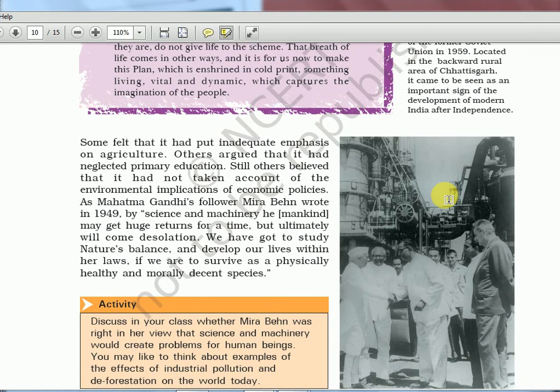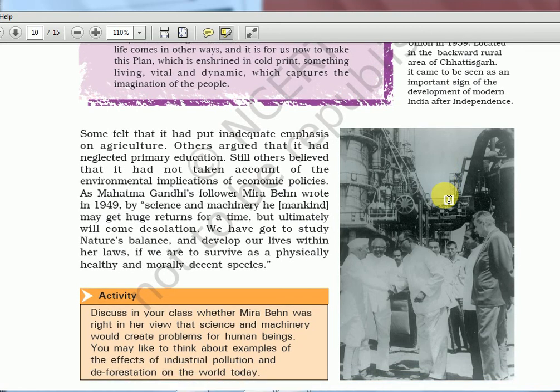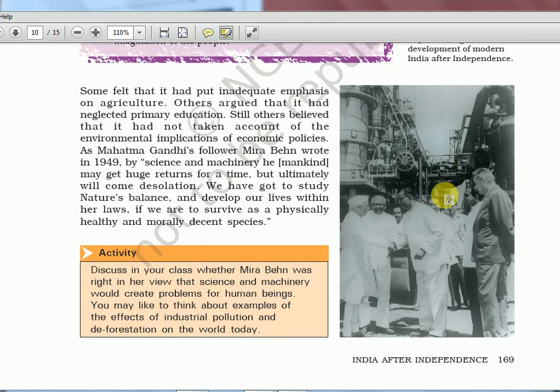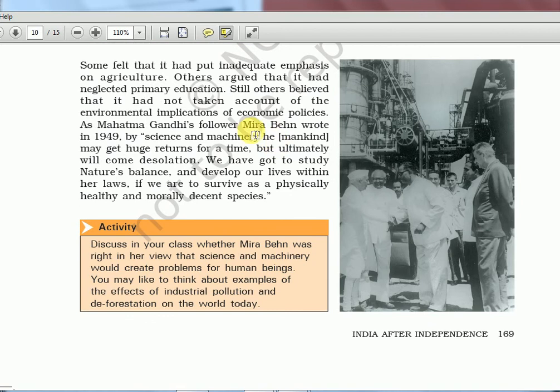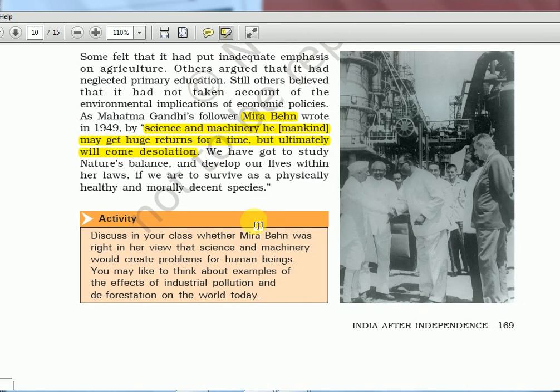So again, in collaboration with the USSR they began this, and this was considered a very important achievement at that time, because we were getting help from others and entering into the industrial sector. But Meera Ben actually wrote like this: science and machinery is good, but in the long run it will create desolation, or it will not be good in the long run. That is what the people's opinions were.